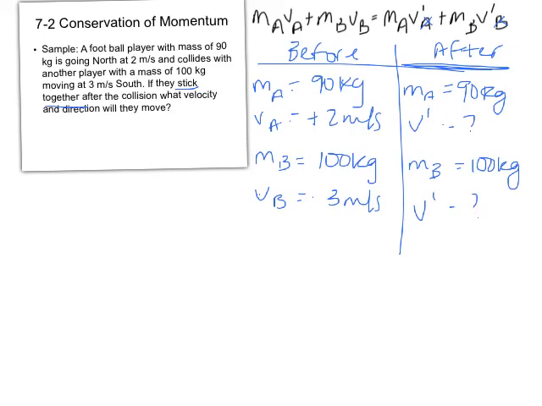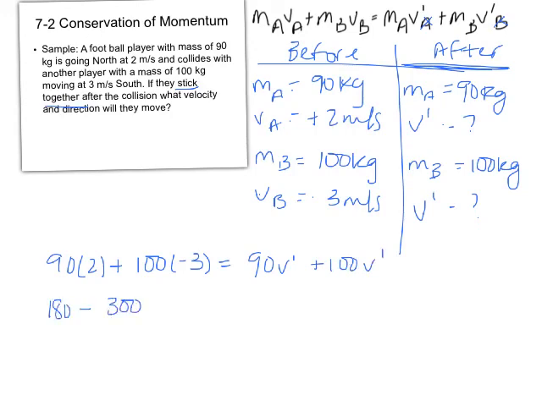So we're going to plug them in. We'll have 90 times 2 plus 100 times negative 3 equals 90 V prime plus 100 V prime. If you simplify, you'll have 180 minus 300 equals 190 V prime. And then this becomes negative 120 equals 190 V prime. And V prime is going to be equal to negative 0.63 meters per second.